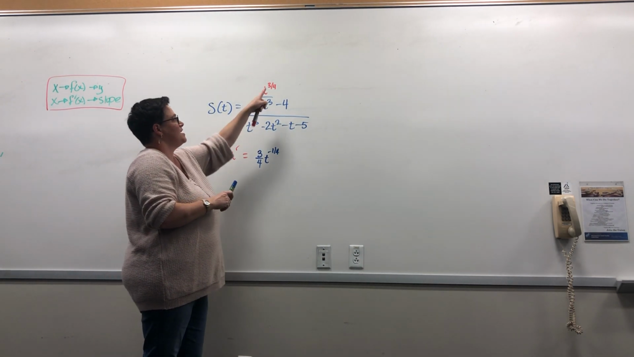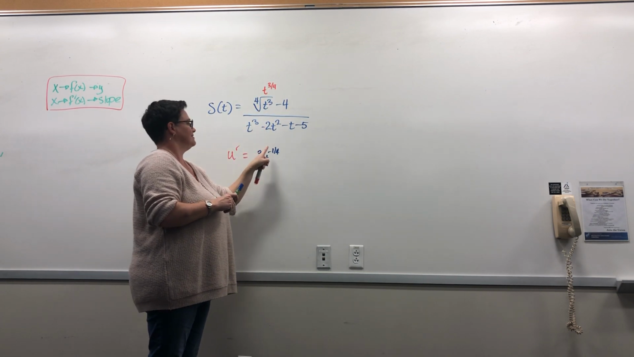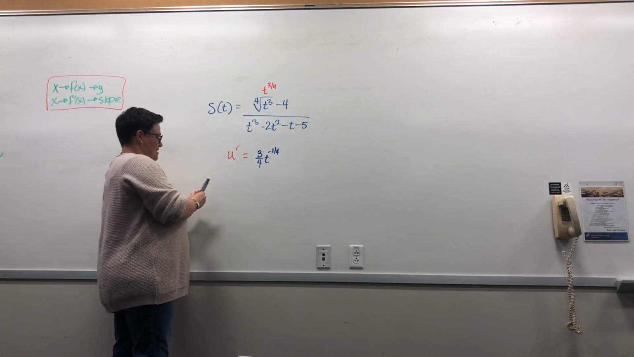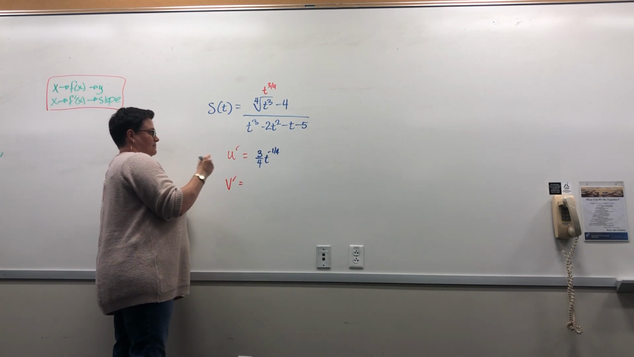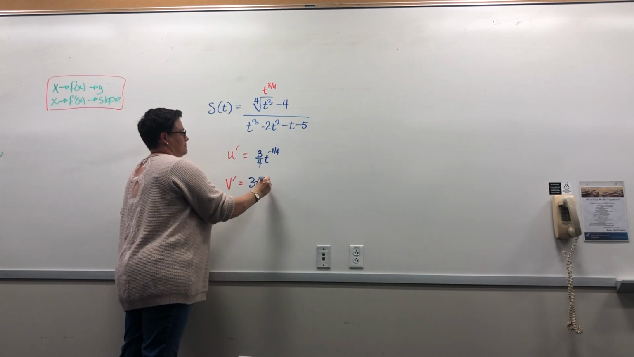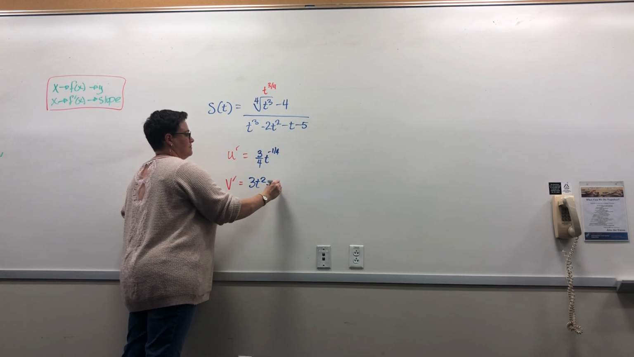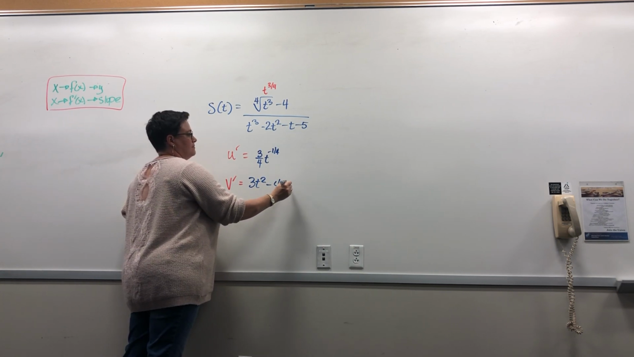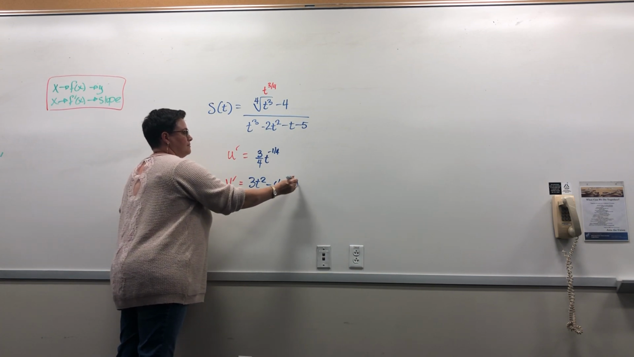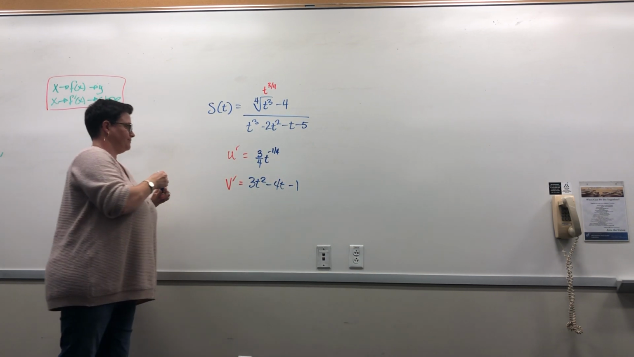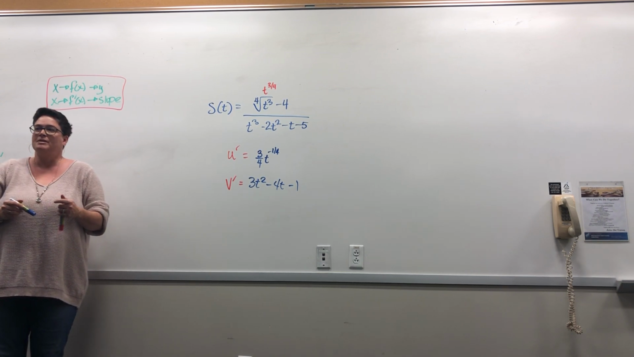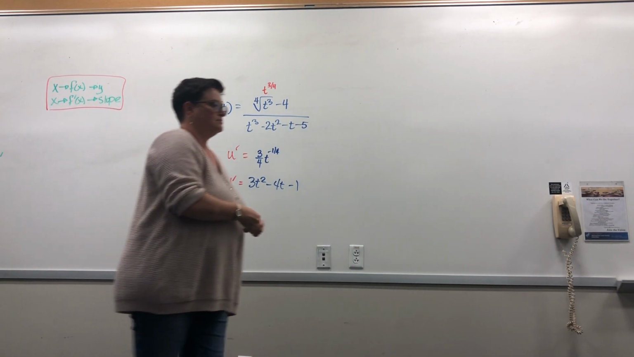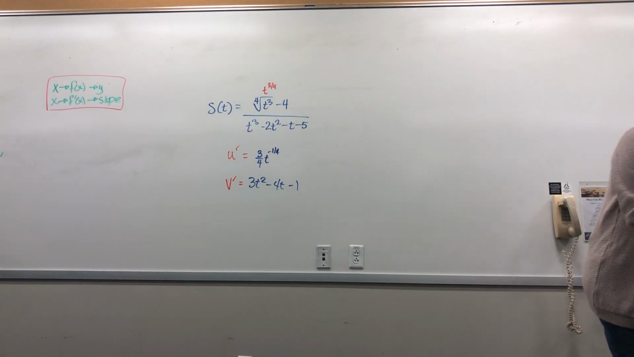So when you subtract 1 from this, 3 minus 4 gives you negative 1. Good. What's v prime? 3t squared, minus 2, 1. What's my derivative, guys?